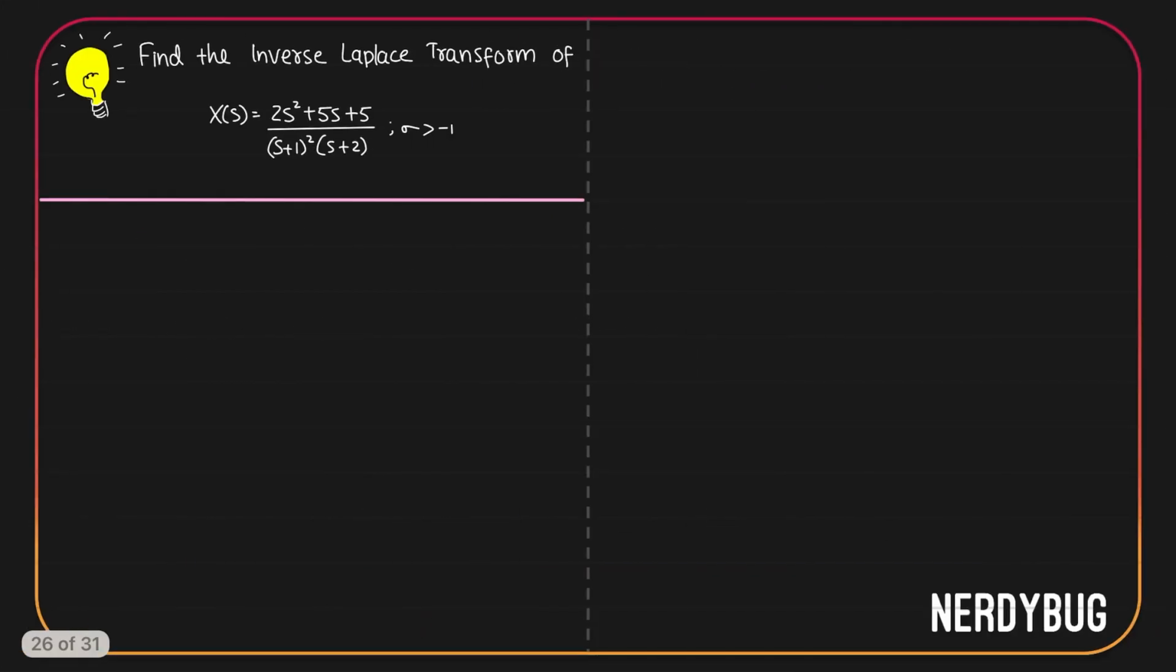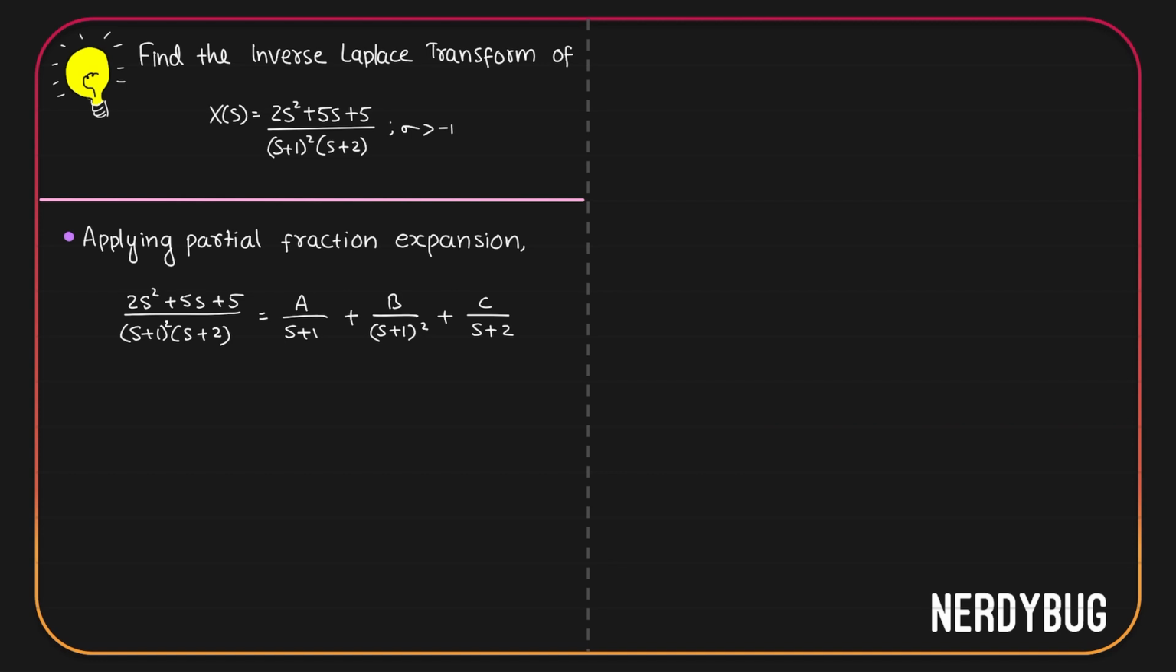Let us solve a problem now. We have to find the inverse Laplace transform of X(s), which is (2s² + 5s + 5) divided by (s + 1)²(s + 2), with sigma greater than -1. We can see that there is a repeated root at s = -1. To find the inverse Laplace transform, first we have to apply partial fraction expansion.